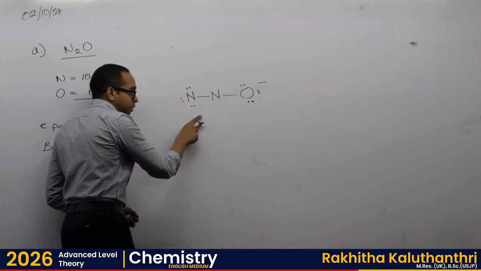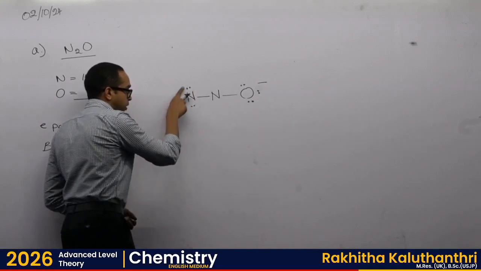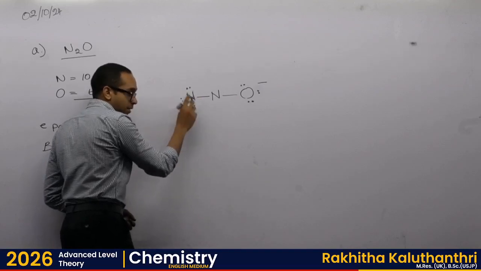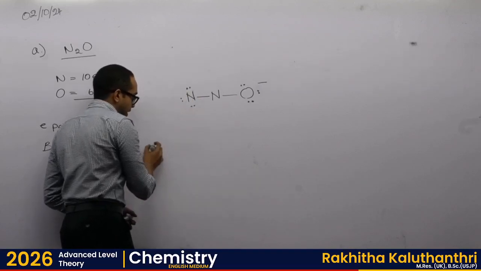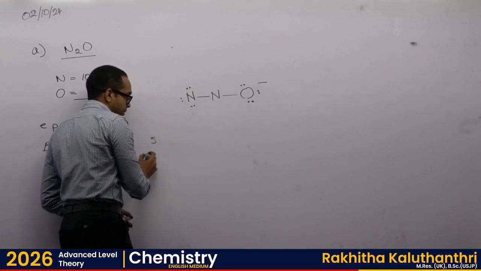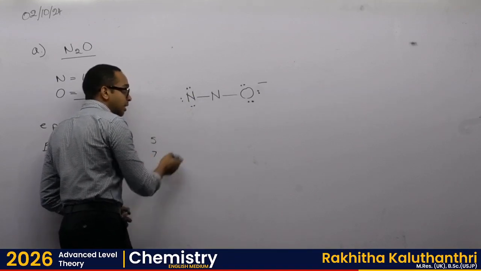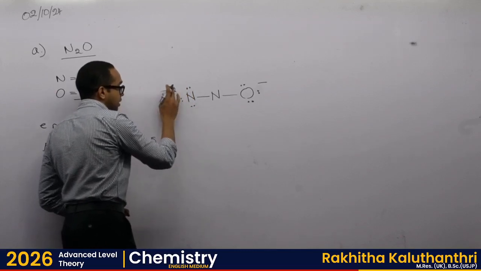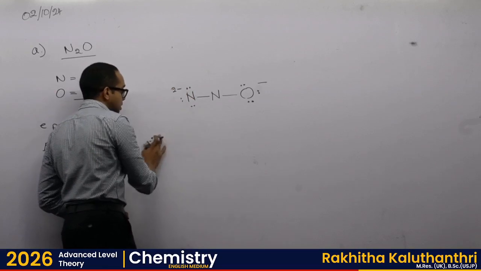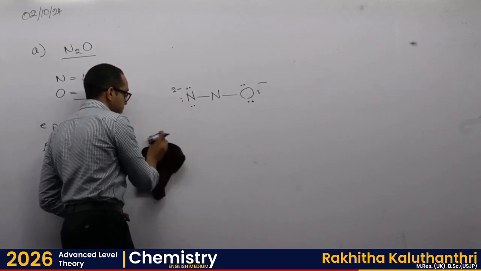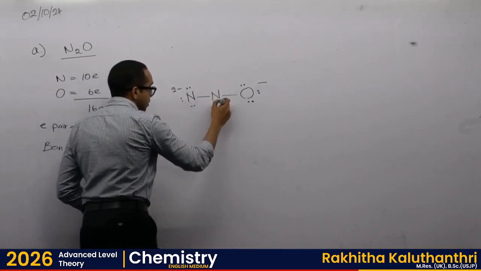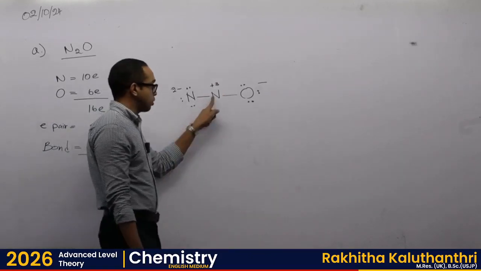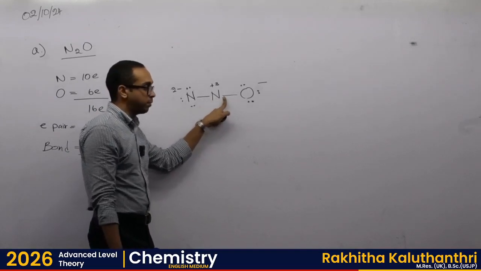Now let's count the valence electron number around nitrogen. 2, 4, 6, and one of these bond electrons is nitrogen's. So 2, 4, 6 and 1 is 7. So therefore there are 7 valence electrons. Nitrogen can have only 5. Now it has 7, meaning this has taken 2 additional electrons. So therefore nitrogen is minus 2 in charge. And this nitrogen is plus 3 in charge, right? Because it has only 2 valence electrons, nitrogen should have 5, missing 3.